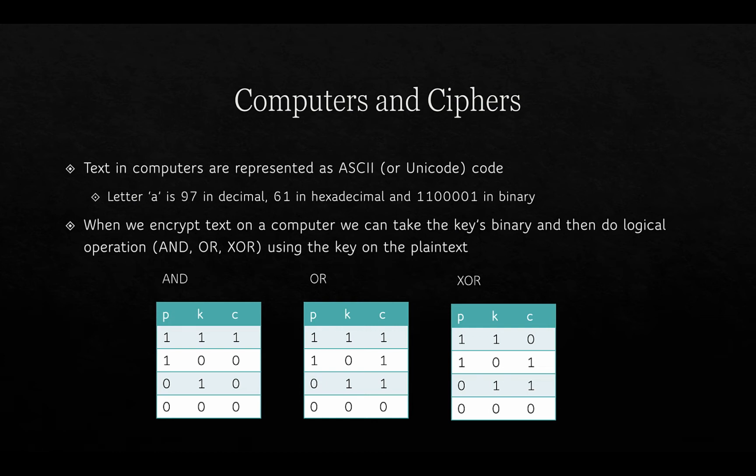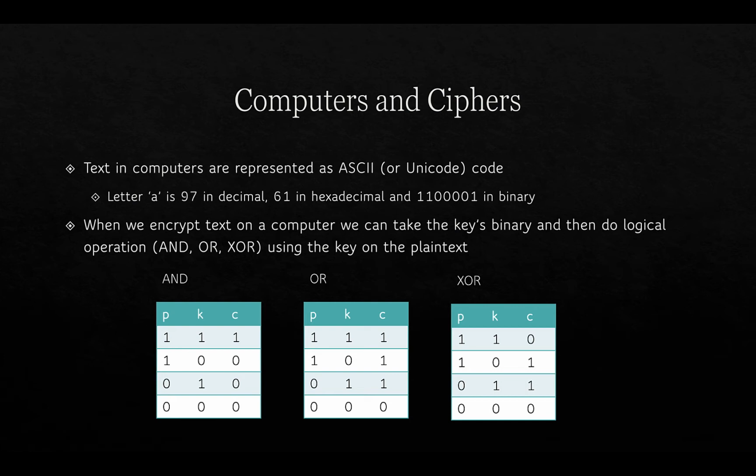And just to remind you, if you're not familiar with what these logical operations do, an AND takes the two values, and if they are both true, then the result will be true. So in the example here, if we have plain text which has a digit 1 and the key has a digit 1, the result will be 1. In all other cases, the result will be 0. So both have to be true for the result to be true.